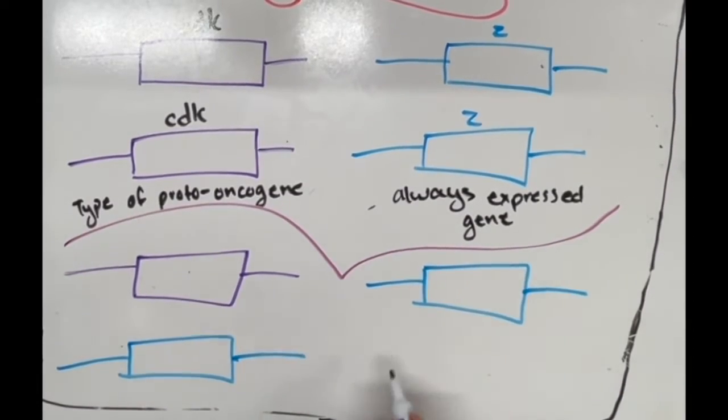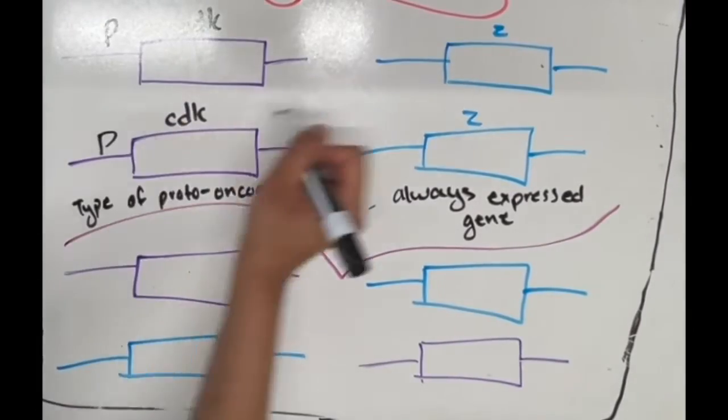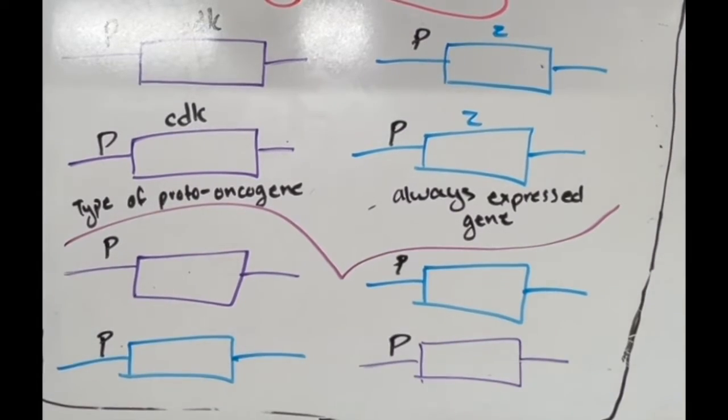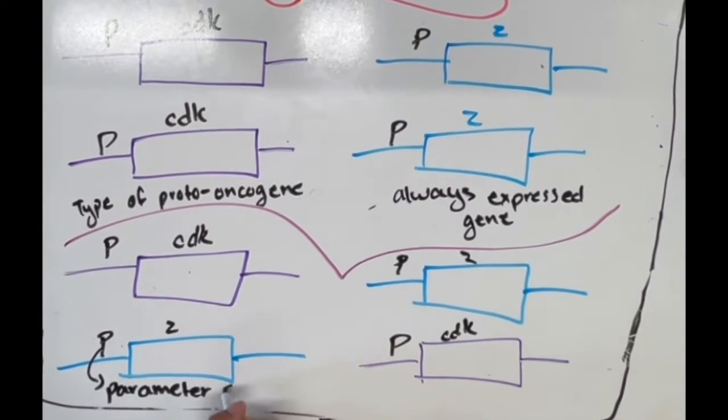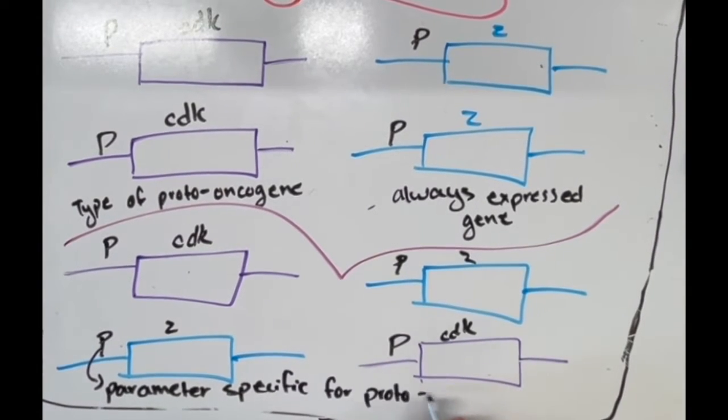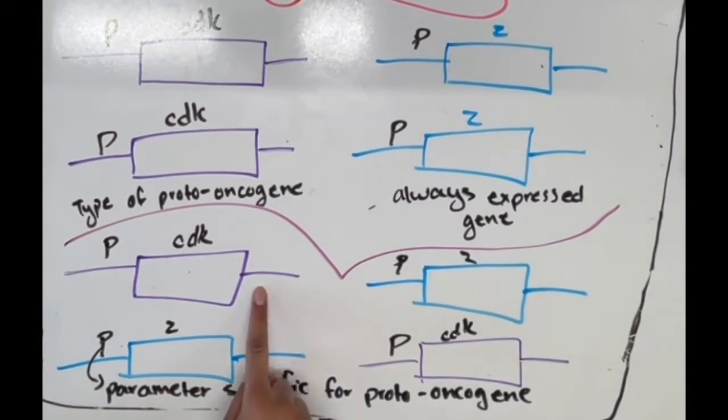Each proto-oncogene has a promoter, represented by P, and this promoter is activated for its specific gene. For example, this one is specific for CDK. However, now that CDK is with a proto-oncogene that is always expressed, it causes the cell cycle to continuously occur as CDK is continually active.